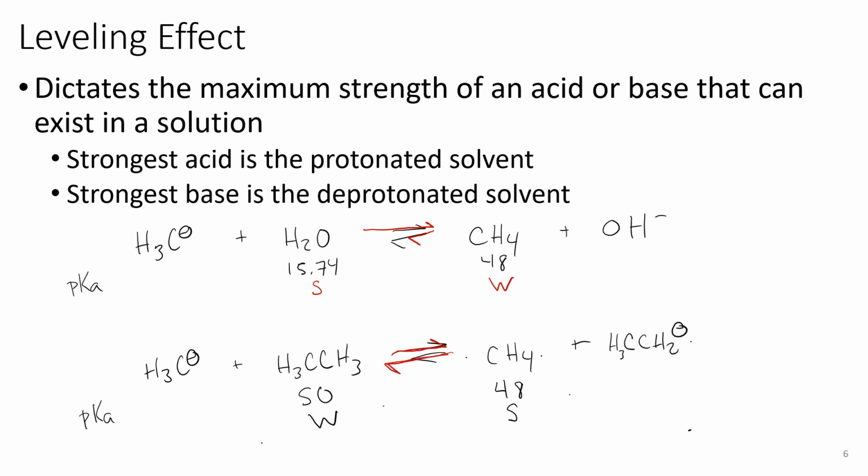Not significantly, but remember these are p-scales, so it's a tenfold in Ka values that we'd be looking at. So we do favor the reactant side over the product side, which means in a reaction, I can produce the H3C minus anion if ethane is my solvent instead of water. So this once again comes in handy as we start running reactions and helping us predict what ions, what species we can produce under what solvent conditions. And this is referred to as the leveling effect.